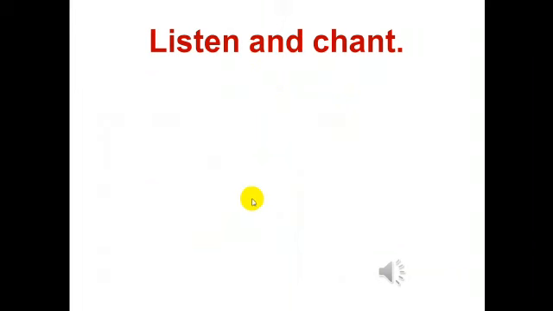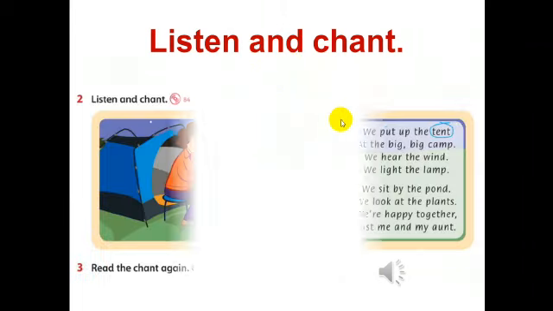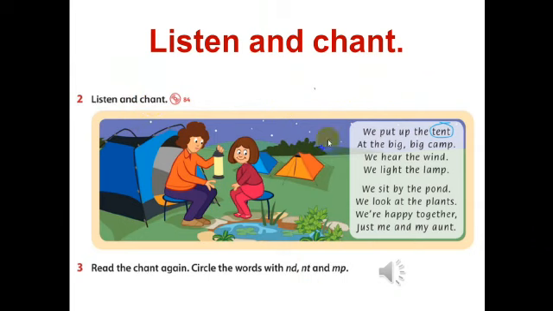Now, exercise number 2, listen and chant. But before listening, let me ask you some questions. Look at this picture. What can you see here? We can see a camp. We can see a tent, and a pond, and what are the girl and her aunt looking at? They are looking at the plants, and we have a lamb. Now please listen to the chant.